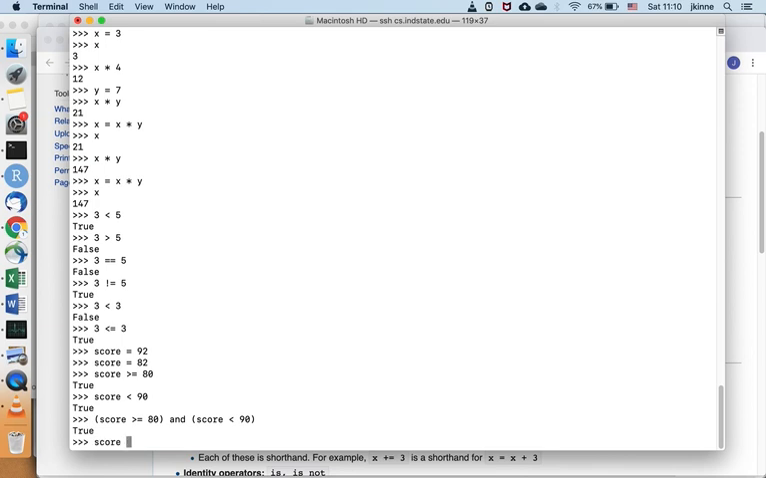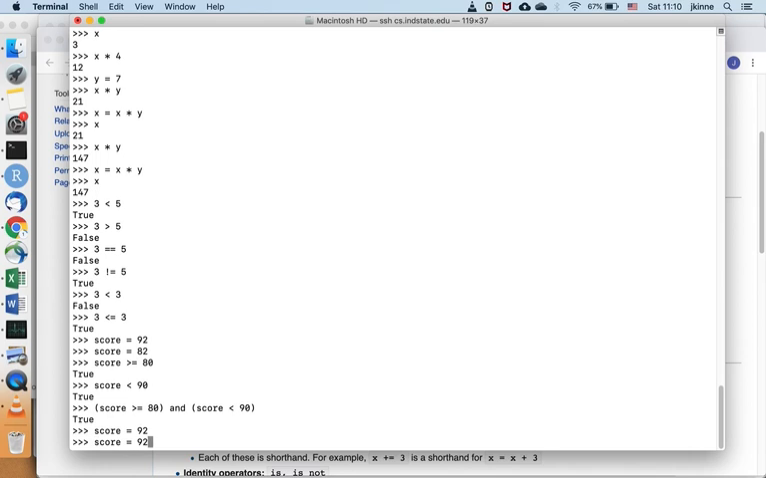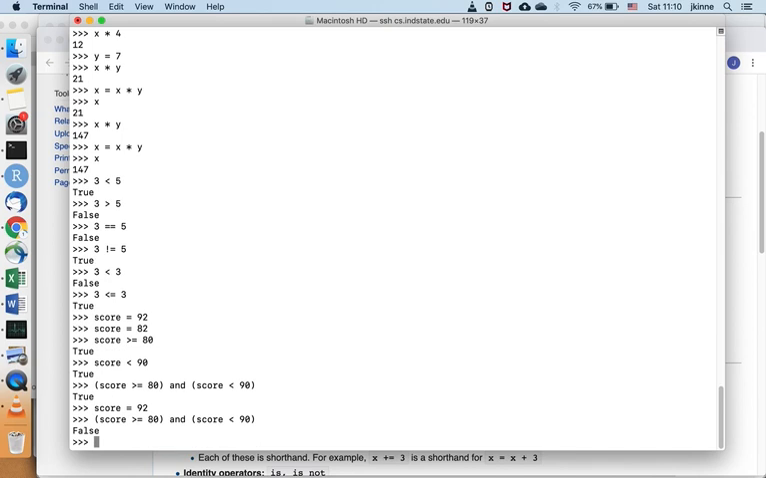Now if I set score equal to 92 again, then this would be true, but this would be false. And what AND does is it's only going to give you true if both sides are true. So that's false. This AND is called a Boolean operator. Boolean just means true or false, named after a guy named George Boole.